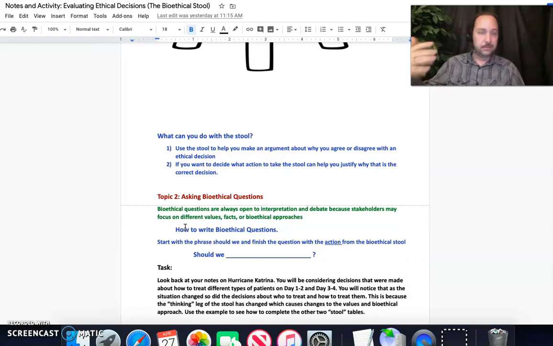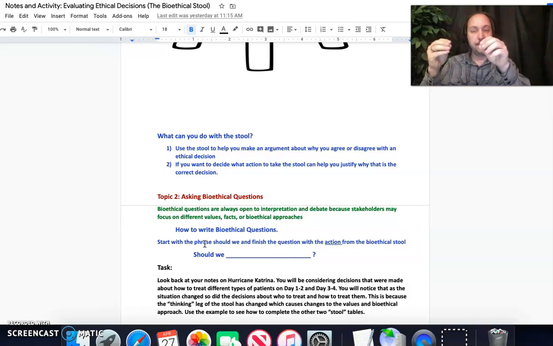How tall is Mr. Burns? That's not a bioethical question. It's a biological question because it'll describe my height, but it's not bioethical, right? So the way we write a bioethical question, in blue here, is if you just always start with the phrase, should we, and then just finish the question with the action or the decision.